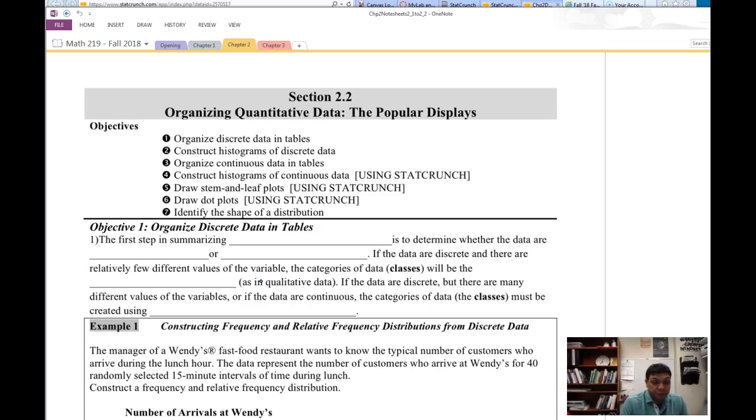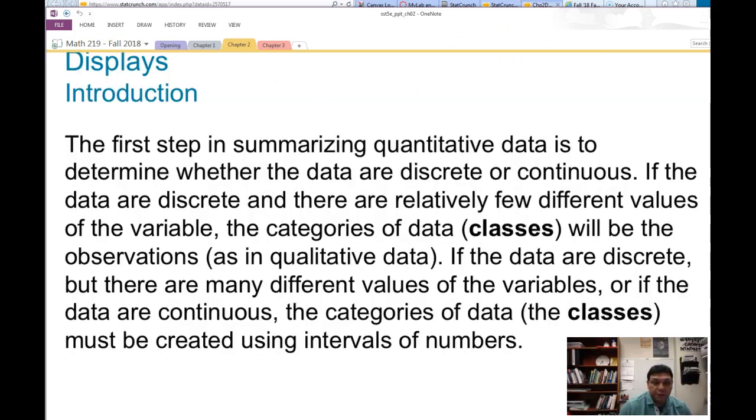We have some popular displays. We have some types of tables, histograms. We use stem and leaf plots, dot plots, and then after we make these graphs and tables, we ask a question: what's the shape of the distribution? What does the graph look like? And so we have some language we talk about.